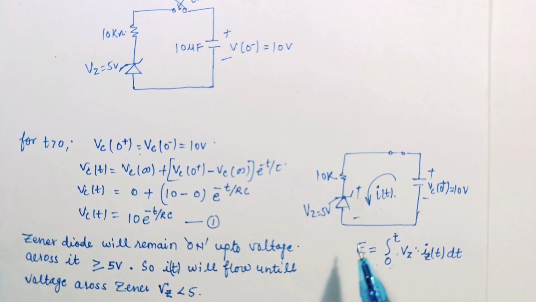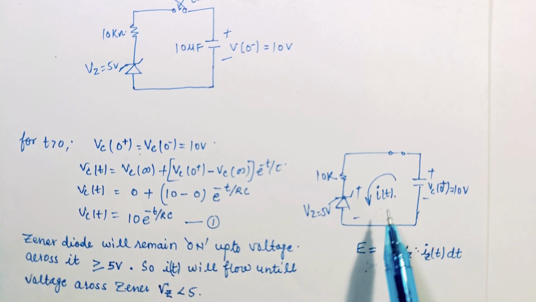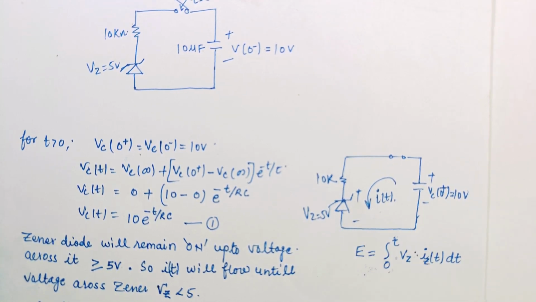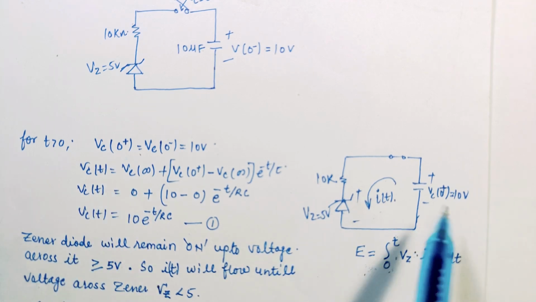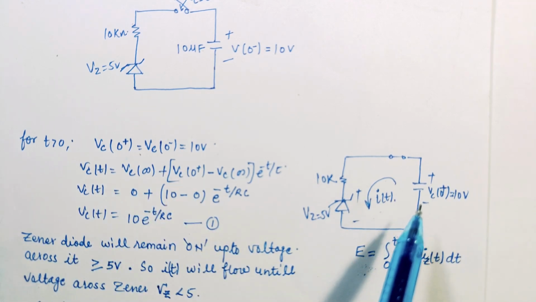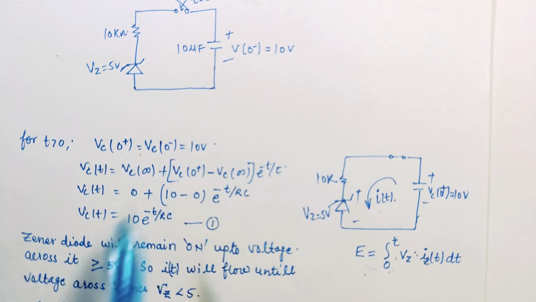So first of all, we will calculate the current in this circuit. As we can see, the voltage is decreasing with time, due to which this current value also decreases with time. So we need to use the transient for calculation of the iT current. As we can see, for t greater than 0 seconds, the voltage across this capacitor will also be 10 volt, as the capacitor cannot change its voltage instantaneously. So Vc(0+) will be equal to Vc(0-), that is 10 volt.